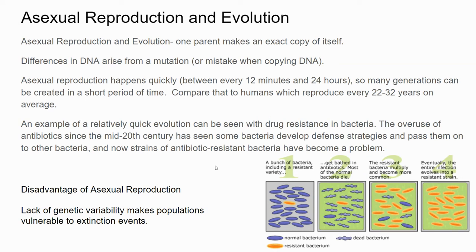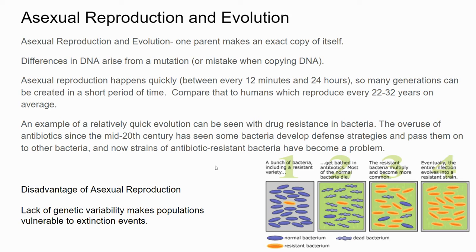Asexual reproduction. Asexual is when one parent makes an exact copy of itself. The differences in DNA arise solely from mutation or mistakes when copying the DNA. And if you don't know, DNA is what gives us our characteristics, what tells the body what to do. Basically, it's kind of the software that tells our body what to do.